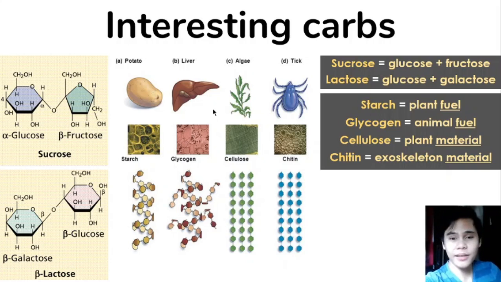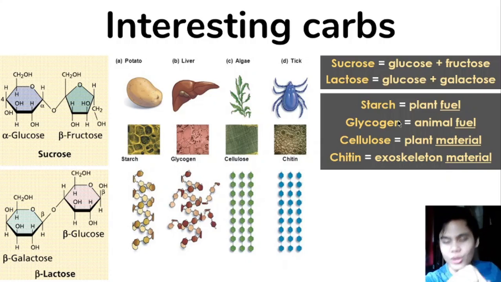Your polysaccharides, we have four main examples. Starch, like in potatoes, is your plant fuel. Glycogen is the fuel of your animals, which is usually stored in the liver. Your cellulose is the plant material, again, in your cell wall. You already discussed that in cellular structures. And chitin is a special protein found in the exoskeleton of most insects and in fungi. Sorry, not protein, it's a carbohydrate.